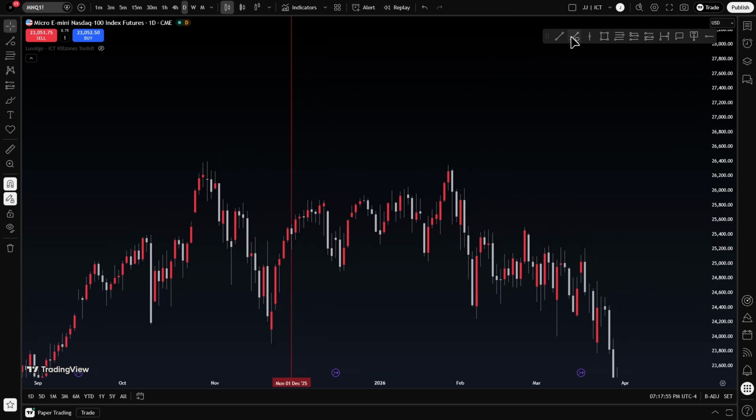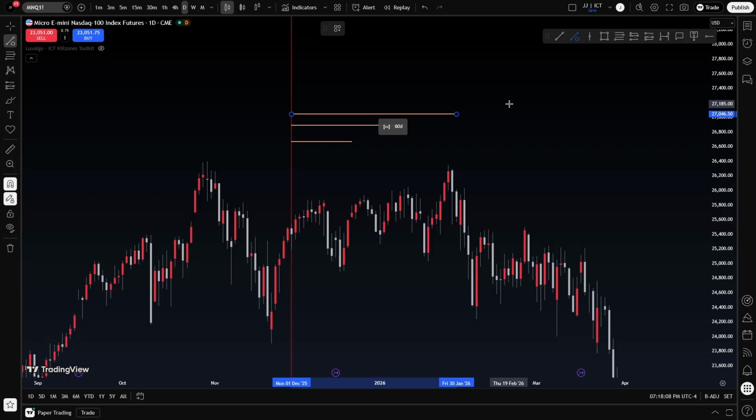Now, I should have copied those drawings, but it's okay. Here is 20 days right there. Here is 40 days right there. Want to get as close as you can to it. And here is 60 days right there.